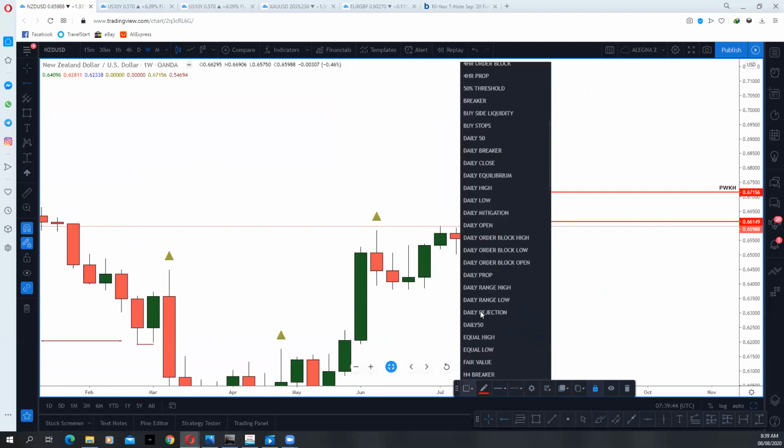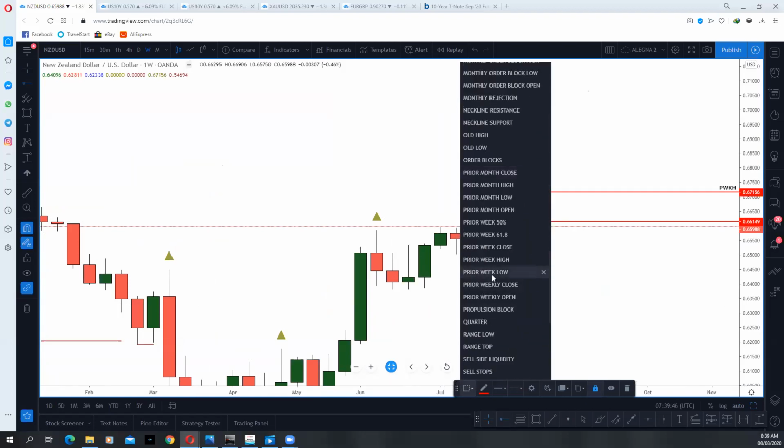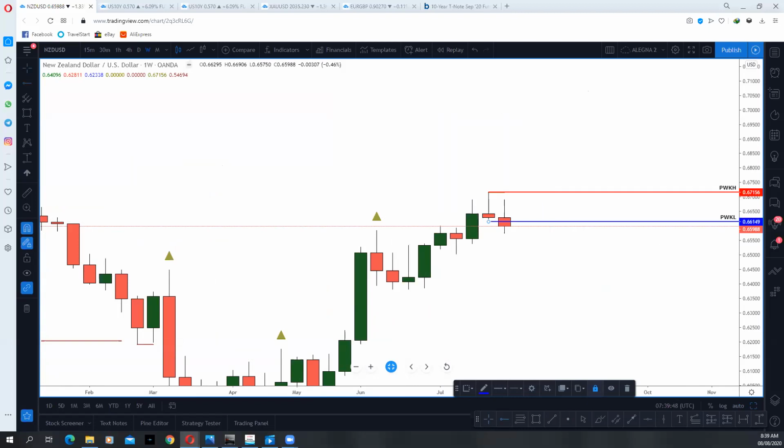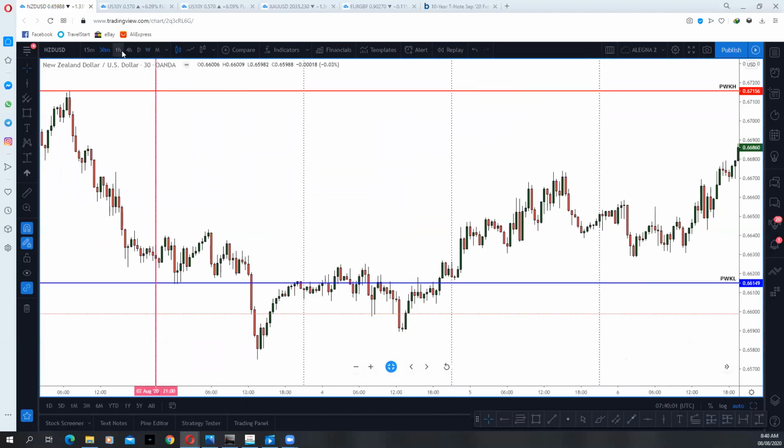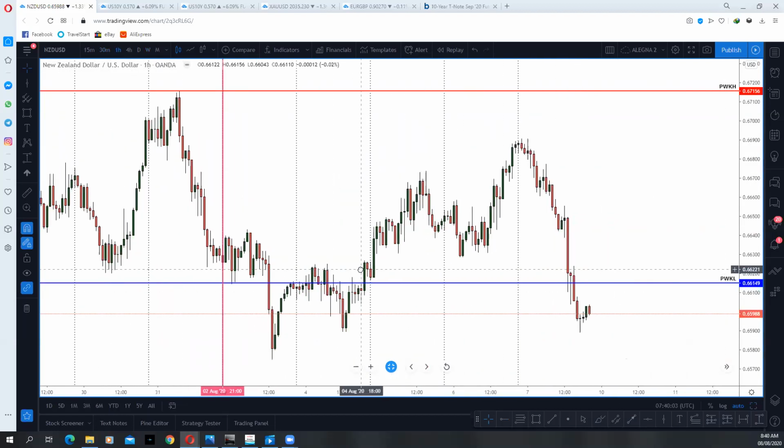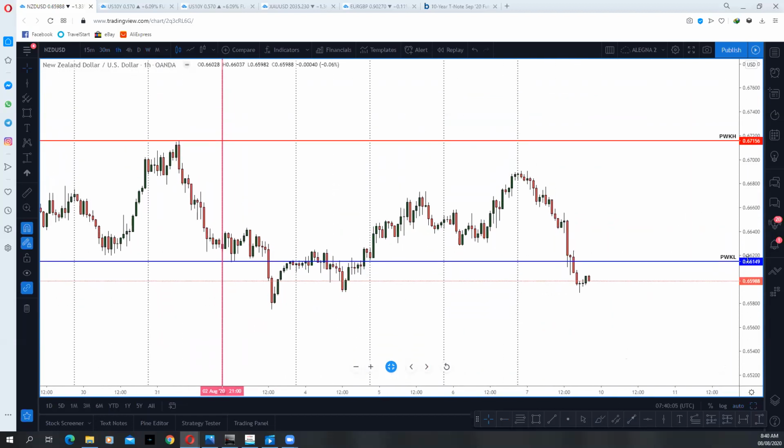Prior week's low. So we pick this up, put it on this candle, lock it in, and go down to the lower time frame chart. Let's start with the 1 hour. So if you notice, this is 5, 4, 3, 2, 1. On Monday, when this pair first opened, do you see the break? It broke below the low.